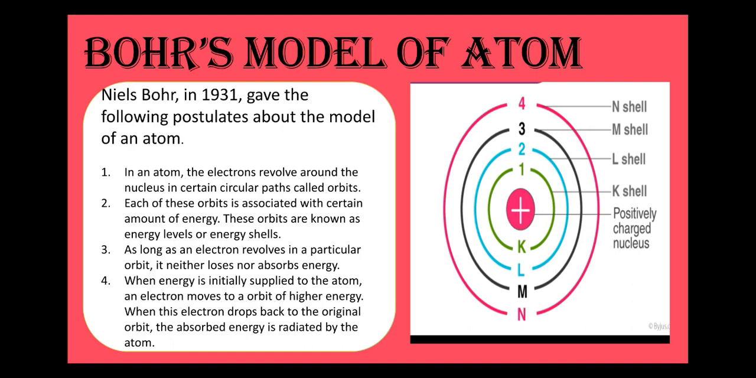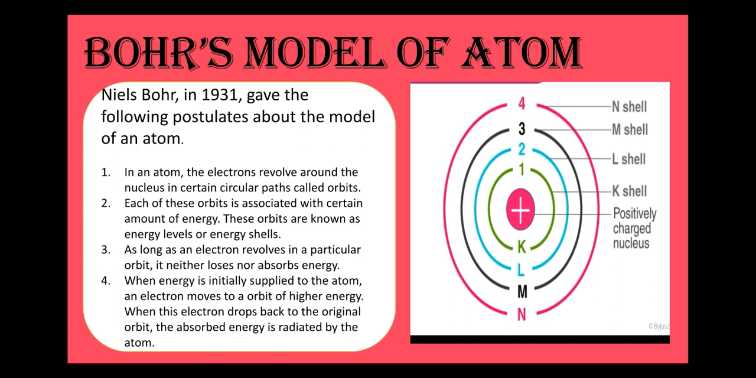As long as an electron revolves in a particular orbit, it neither loses nor absorbs energy. The reason is that until and unless the electron moves from a particular orbit, it will not lose or gain any kind of energy. So basically the law of conservation of energy applies here: energy is neither created nor destroyed. And when energy is supplied to the atom, the electron moves to an orbit of higher energy. When this electron drops back to the original orbit, the absorbed energy is radiated by the atom.